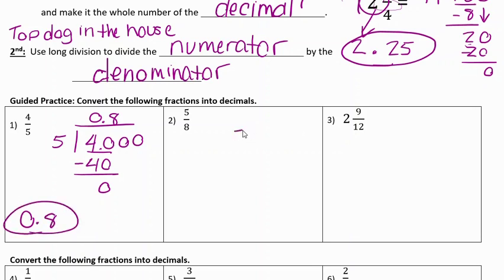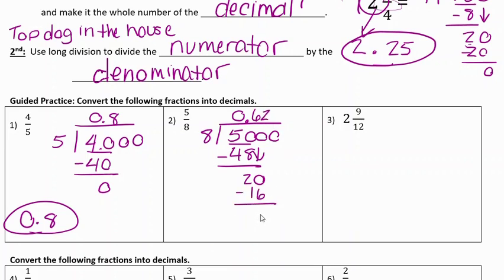Top dog in the house. 5 goes inside, 8 goes outside. 8 can't go into 5, so I add a decimal and some zeros. 8 can go into 50 6 times, which would be 48. Subtract, I get 2. Bring down the 0. 8 goes into 20 2 times, which is 16. I get 4. Bring down another 0. 8 goes into 40 5 times, which is 40. So my answer for this one is 0.625.